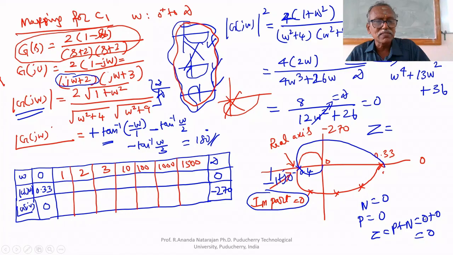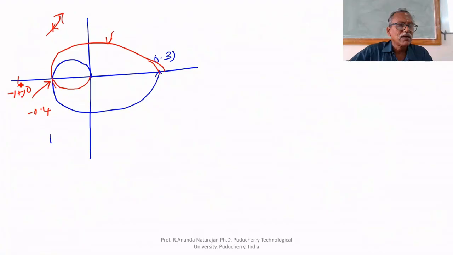What is the second part in this question? Find the range of K for the system to be stable. We know that if you increase K, the plot size will increase. That's why, as K increases, this point will move toward minus 1. The 0.4 will come here as K increases.